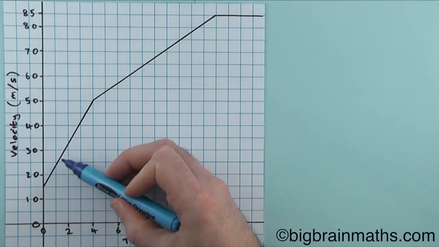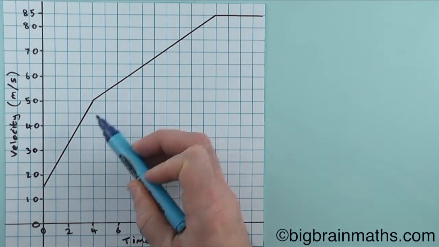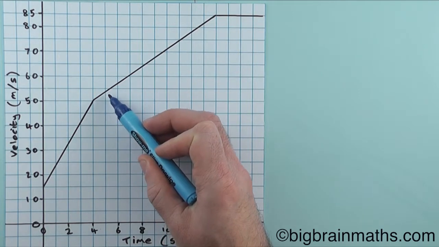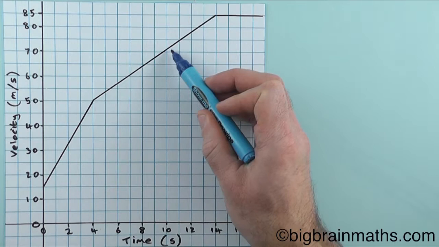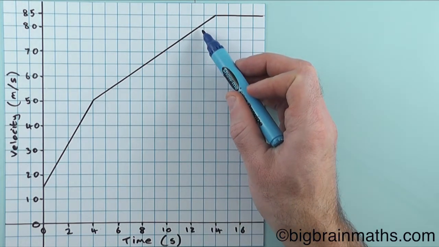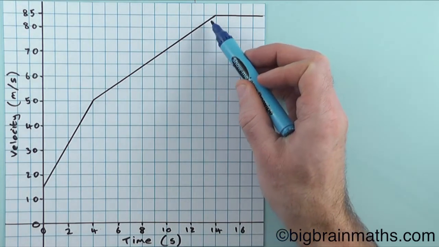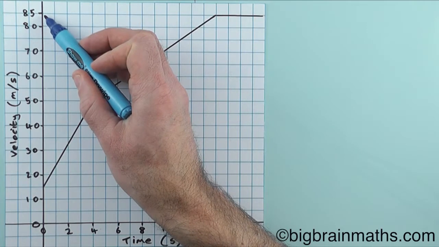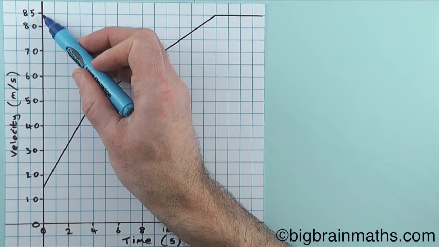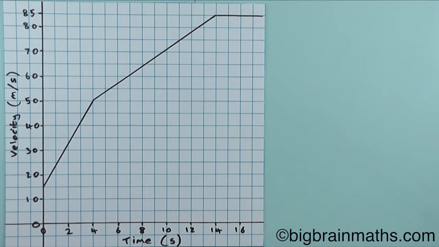So along this section of the graph, we would say that the car is accelerating. Now, in this section of the graph, the velocity of the car is also increasing. So we can say that the car is also accelerating along this section of the graph. And when the car gets to this point here, we can see that the velocity of the car was 85 meters per second. Now, 85 meters per second is about 190 miles per hour.